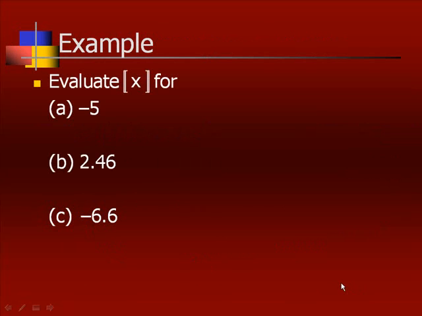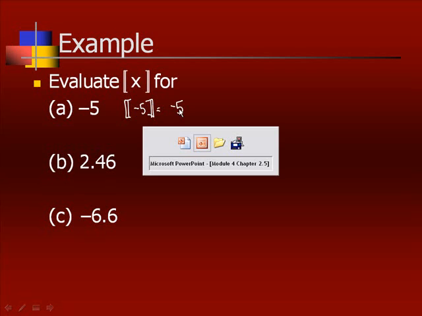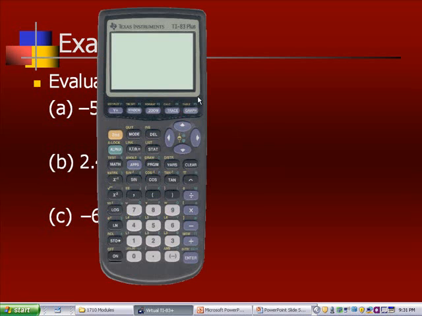Okay, so if we asked you to find the greatest integer function for -5, that means we would do the greatest integer function of -5, which is -5. Now your calculator will let you do this.